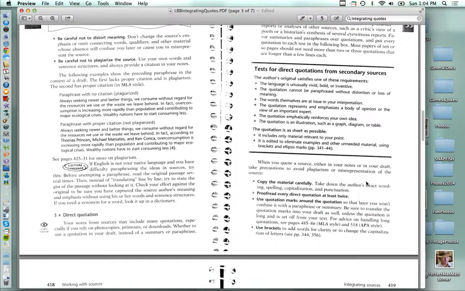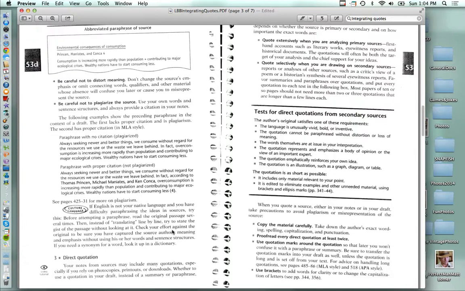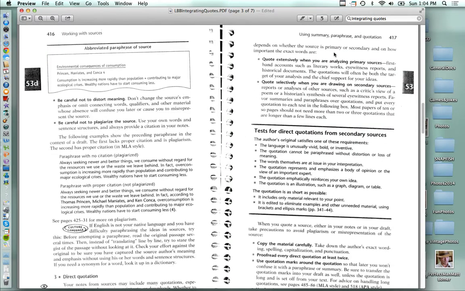Now, a lot of students are surprised to find out that direct quotation isn't the only way to integrate sources. You have summary, you have paraphrasing, which should be most of the time. Only use direct quotations when you don't think that the other ways will work. Your notes from sources may include many quotations, especially if you rely on photocopies, printouts, or downloads. Whether to use a quotation in your draft instead of a summary or a paraphrase depends on whether the source is a primary or a secondary source and on how important the exact words are.